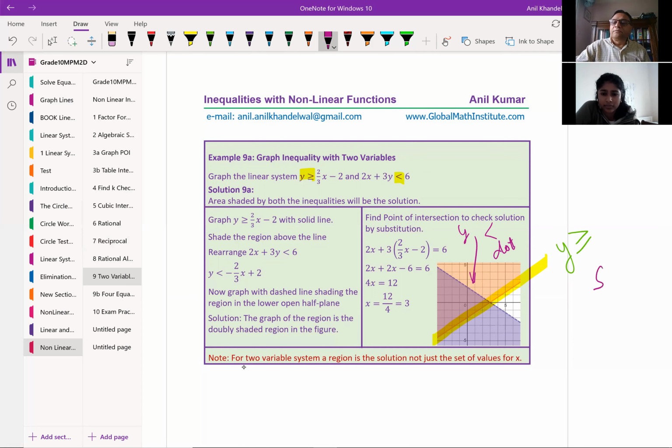This is solid, right? So that is very important when you shade them. And of course, when you shade them, you want something which is in between, and clearly this portion is in between, so it gets shaded, double crossed, and that becomes your solution. Is that clear? You have to find the point of intersections and then get your answer.